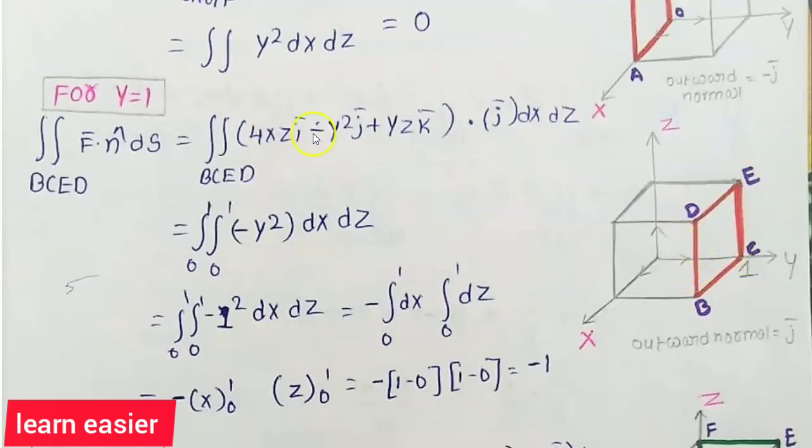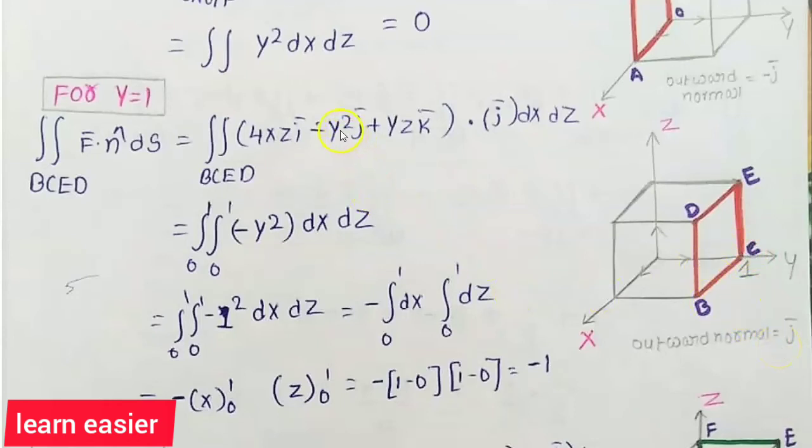And here f bar is 4xz i bar minus y square j bar plus yz k bar. And now here n cap is j bar. Why is it j bar? Because the vector perpendicular to this surface is j bar, because i bar and k bar are parallel to this surface. The only vector perpendicular to this surface is positive j bar, and this j bar is the outward normal. So the normal vector which is outward for this surface is positive j bar.